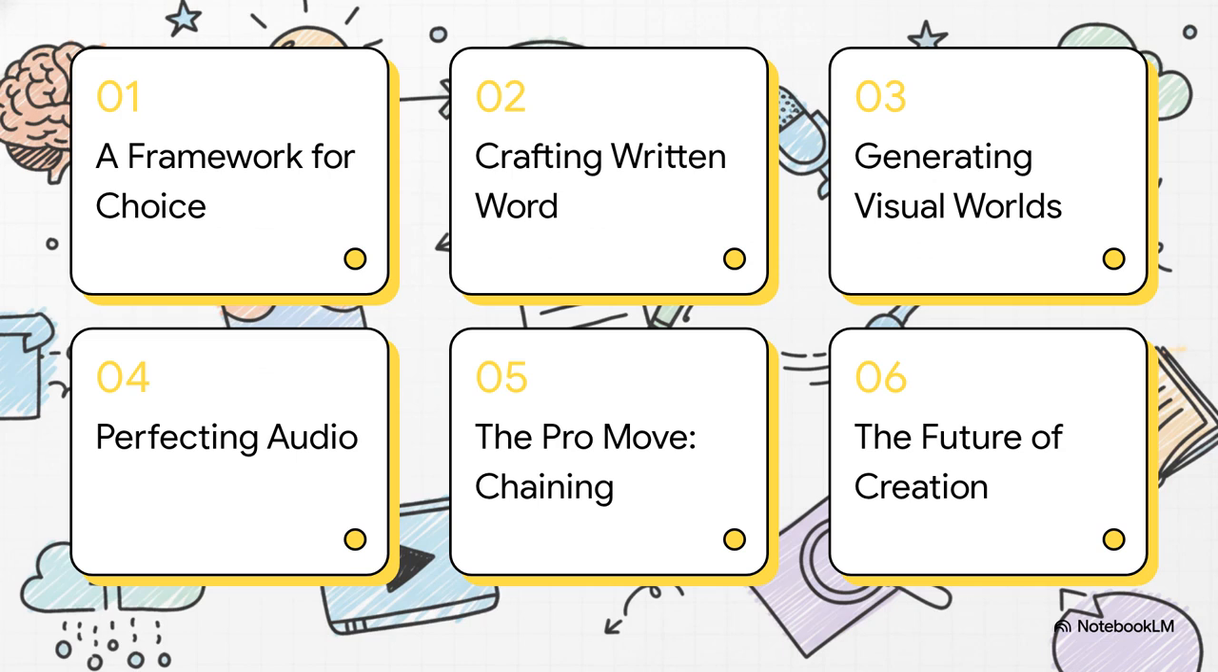So here's what we're going to cover. We'll start with a solid framework for how to choose the right tool for you. Then we'll build out your toolkit, piece by piece: text, visuals, and audio. After that, I'm going to show you a little pro move for combining them. And finally, we'll take a quick peek at what's coming next.